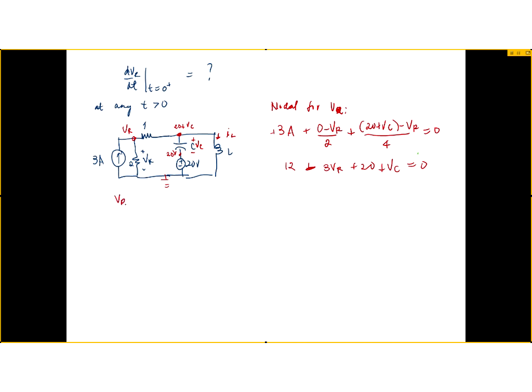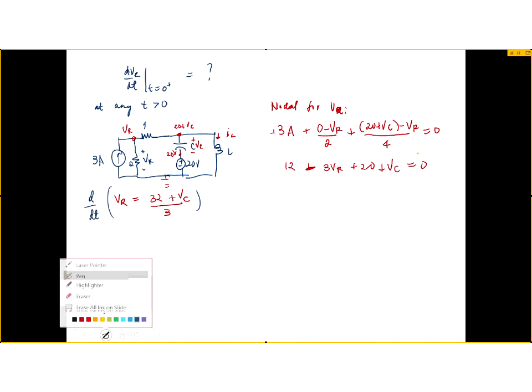Okay, so what this tells me is that VR at any time is equal to 32 plus VC over 3. Yes? And we know that that is true at any time. And that's what I wanted, an expression for VR that is true at any time, because now I can differentiate that. So if I differentiate the equation, what will I get?